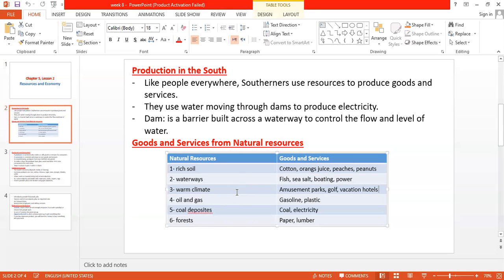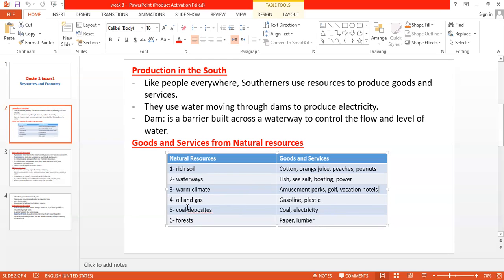The natural resources in the south: oil and gas. They have oil and gas, okay, and they use that in making gasoline and in making plastics. You know that this kind of oil and gas, we use it in making plastic.